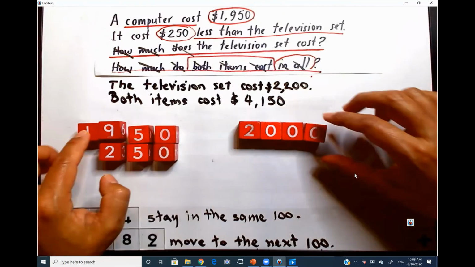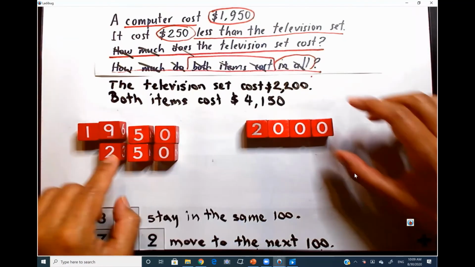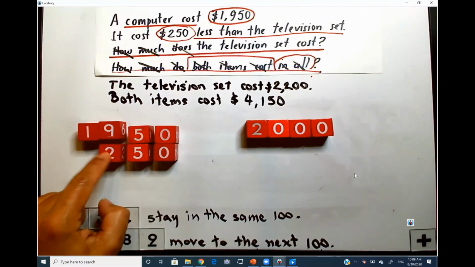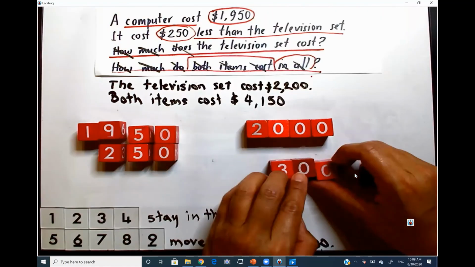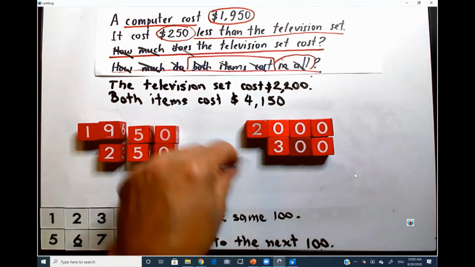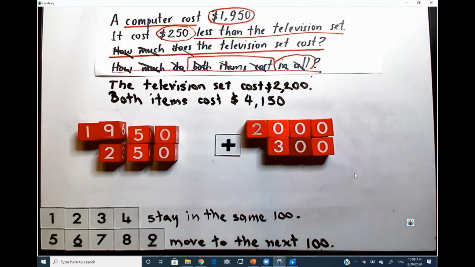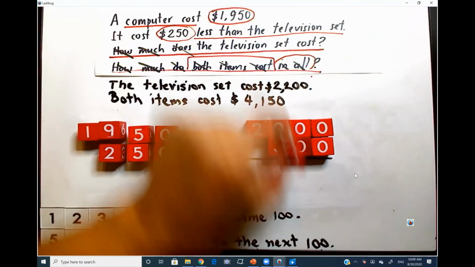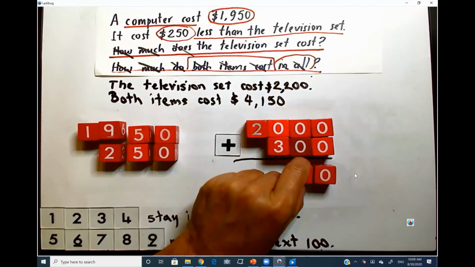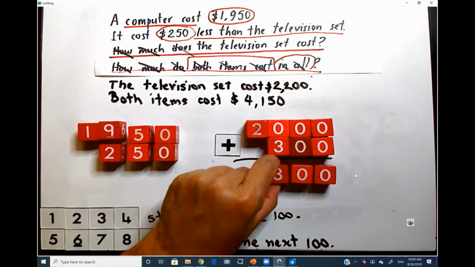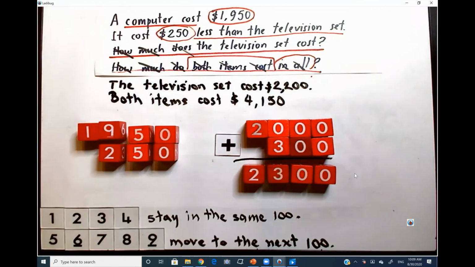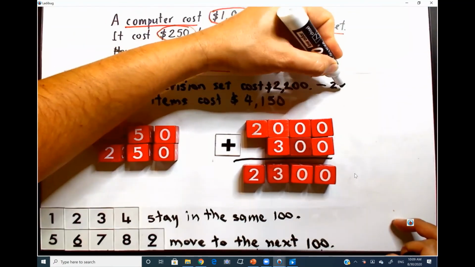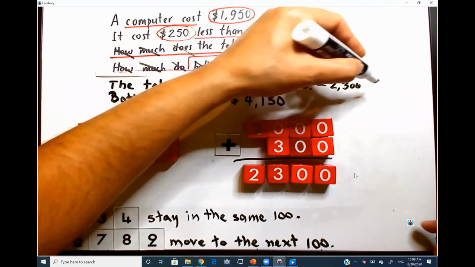So 1950 rounds to 2000. Now, the 250 has 5 tens. That means we go to the next 100. And after 200 comes 300. So 250 rounds to 300. Now, when we add those numbers, we can have an approximation, an estimation of the answer to the problem. We know that 0 ones plus 0 ones is 0 ones, 0 tens makes 0 tens, 300 plus nothing is 300, and 2000 is 2000. So the estimation of the number is 2300. If you notice, it's very close. So I can tell that I have a good approximation.